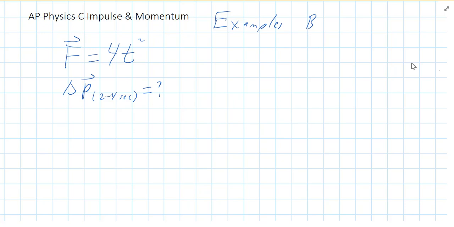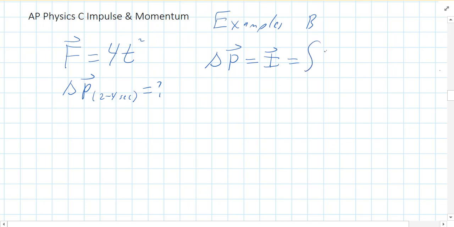So I'm asking for delta P, which is delta mv, but I don't know either of those. But I also know that delta P is impulse. And the integral version of that is the integral of force dt. So that's what we're going to use here to find the change in momentum. We're integrating, our time goes from 2 to 4 seconds, and our force is 4t squared, and then dt.